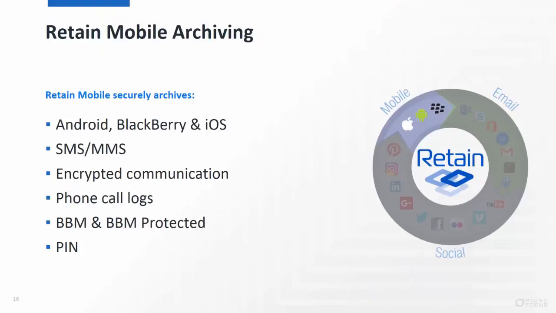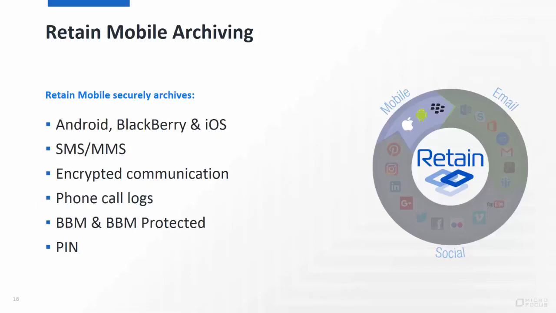So moving right along, let's talk a little bit about mobile archiving. On its surface, Retain archives BlackBerry, Android, and iOS. It archives the text messages, phone call logs, BBM and BBM Protected, and PIN messages. For each device, it works a little differently. For BlackBerry, it ties directly to the BlackBerry Enterprise Service and pulls the messages down from there. For Android, there's an app that goes on the device that's going to pull all the text messages and the phone call logs directly from that device.